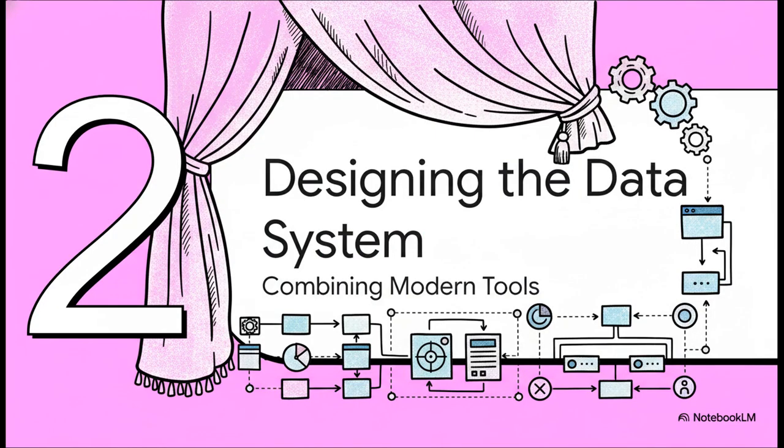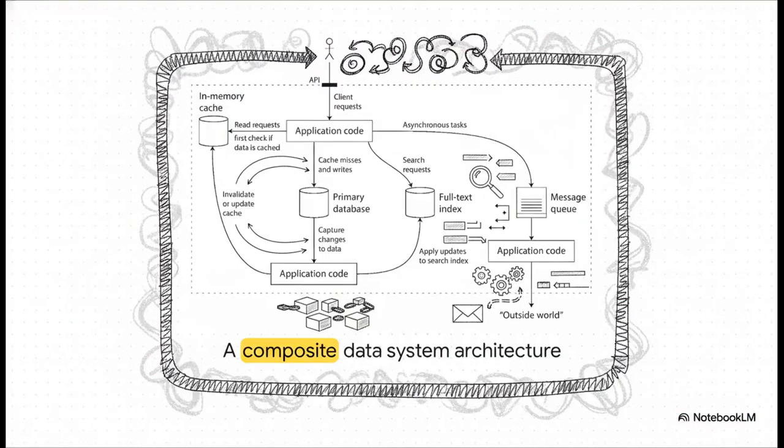Which brings us right into Section 2, Designing the Data System. Let's pull back the curtain a bit. When a user interacts with an API, that API is usually doing a really good job of hiding a massive amount of complexity from the outside world. Because a modern application rarely relies on just one simple database anymore. Think about it. You've got application code managing an in-memory cache to instantly serve read requests, a primary database acting as your core system of record, a full-text index to handle complex search queries, and probably a message queue for asynchronous tasks. Stitched together, all these individual components form a completely new, special-purpose data system.